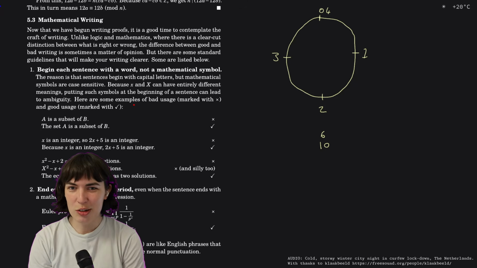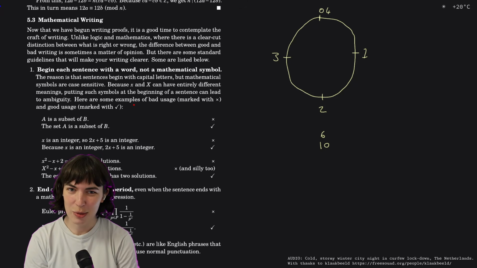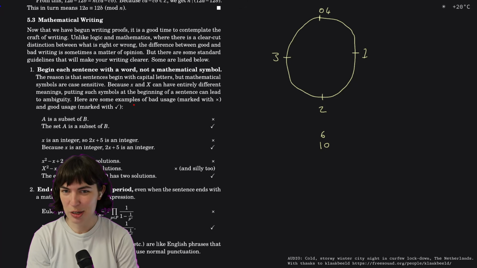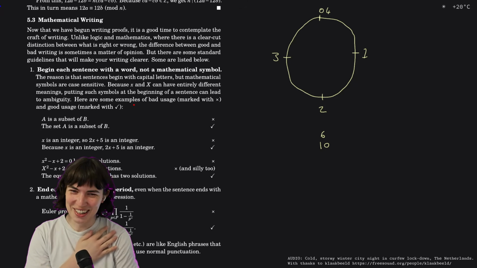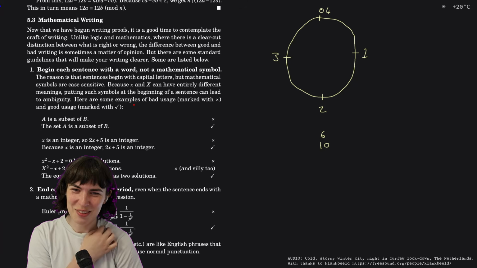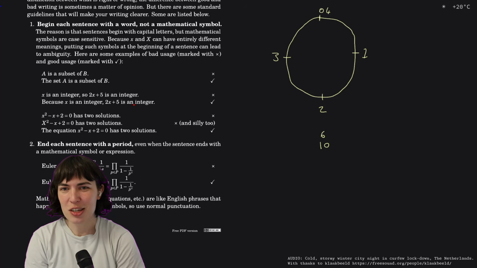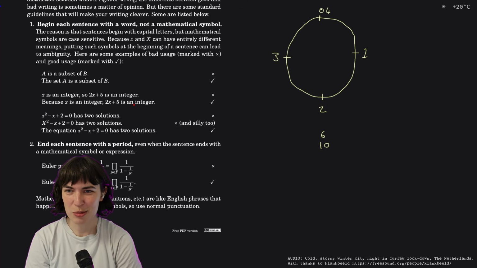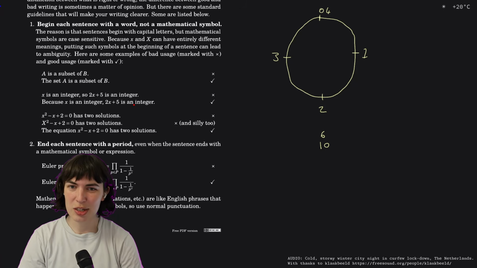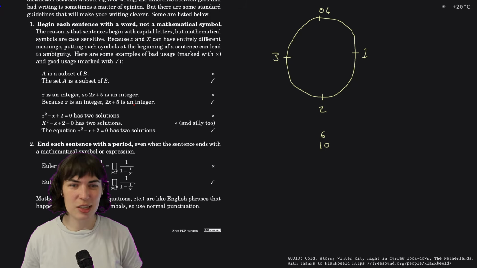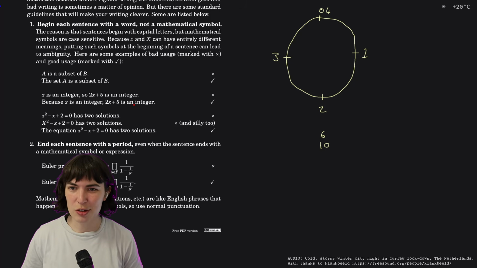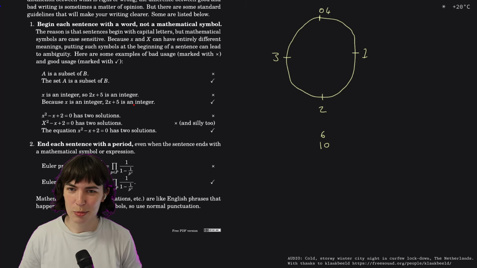Now we have begun writing proofs, it's a good time to contemplate the craft of writing. Unlike logic and mathematics where there is a clear-cut distinction between what is right or wrong, the difference between good and bad writing is sometimes a matter of opinion. But there are some standard guidelines that will make your writing clearer. Some are listed below. Begin each sentence with a word, not a mathematical symbol. The reason is that sentences begin with capital letters, but mathematical symbols are case sensitive. Because x and capital X can have entirely different meanings, putting such symbols at the beginning of a sentence can lead to ambiguity. Here are some examples of bad usage, marked with an X, and good usage, marked with a tick.